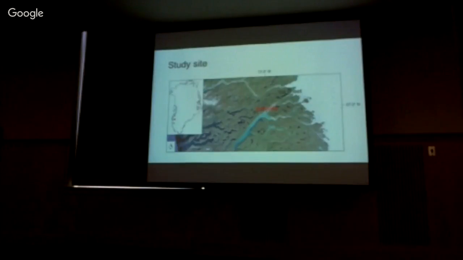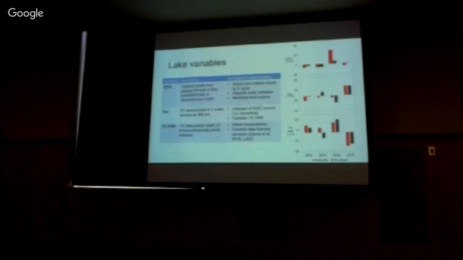So these are the lake variables that we looked at: DOC, A380, and 1% PAR. DOC, dissolved organic carbon, is organic matter that can pass through a filter, say a GFF filter. It can be autochthonous or allochthonous in origin, and it's ecologically extremely important because it has direct and indirect inputs to the carbon cycle. It also absorbs solar radiation, and it's an important food source for microbes in the lake.